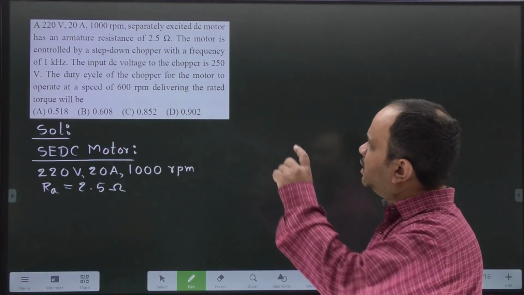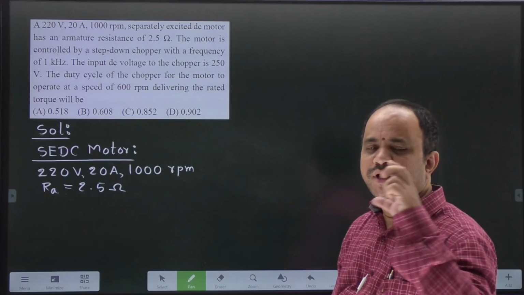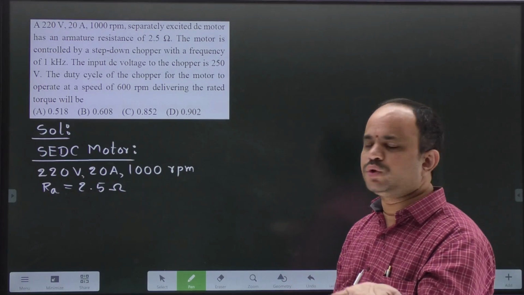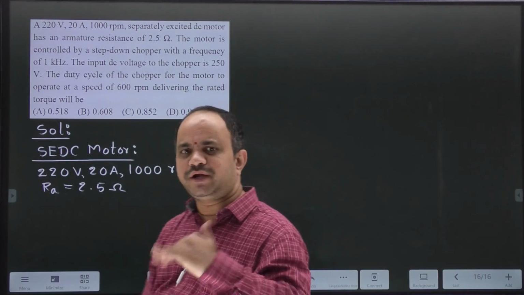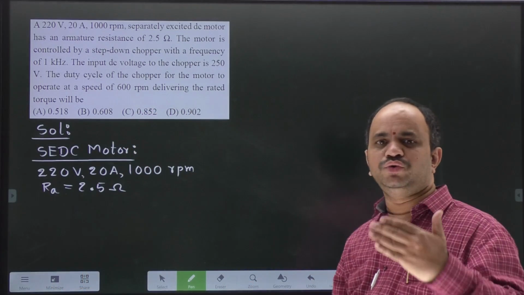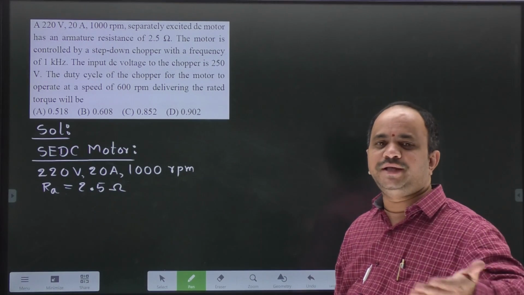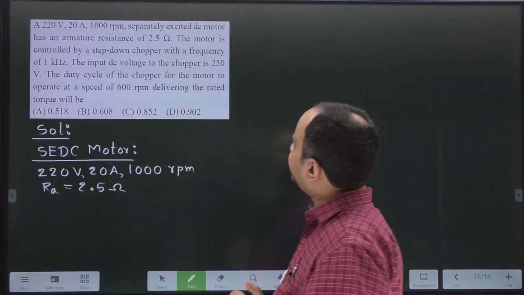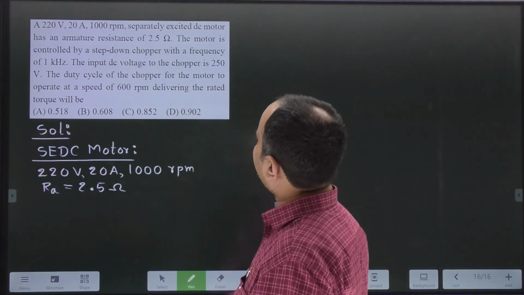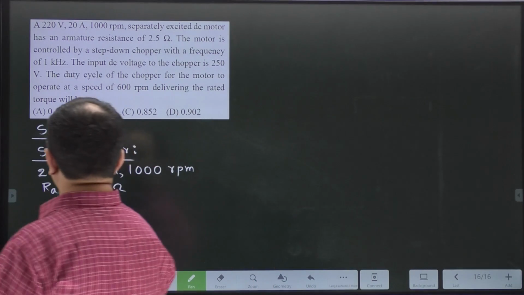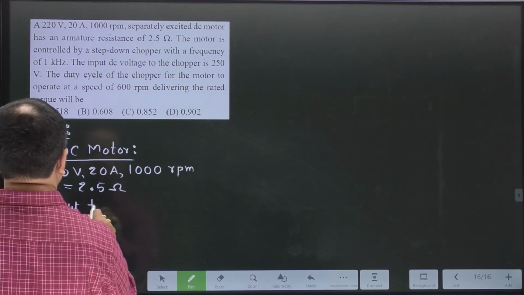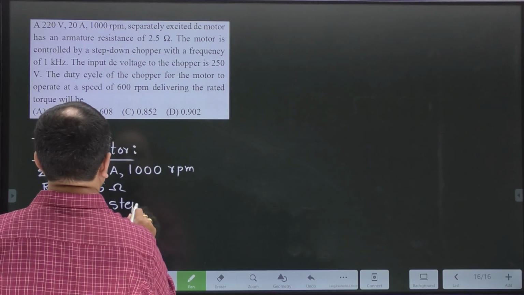So here on the motor armature side, what converter is given? Step down chopper. Earlier it was rectifier circuits, where you used the output voltage of the rectifier circuit. Now as the converter is a step down chopper, you have to use the output voltage of the converter, that is D into VDC. Okay. Input voltage to the chopper circuit is 250 volt. So input to the step down chopper.